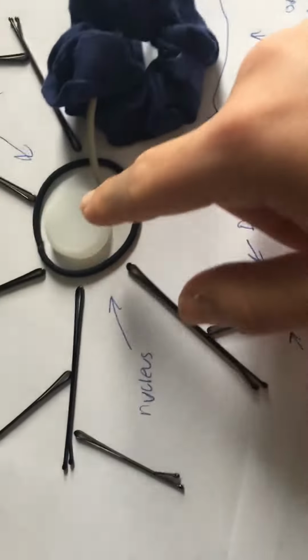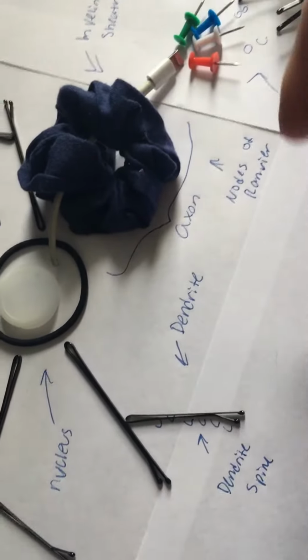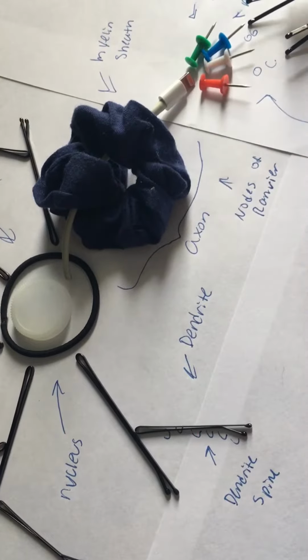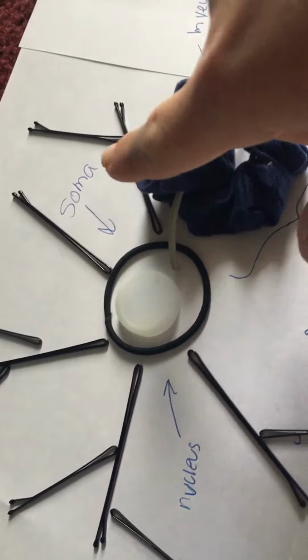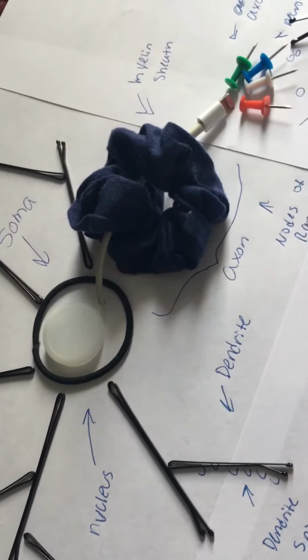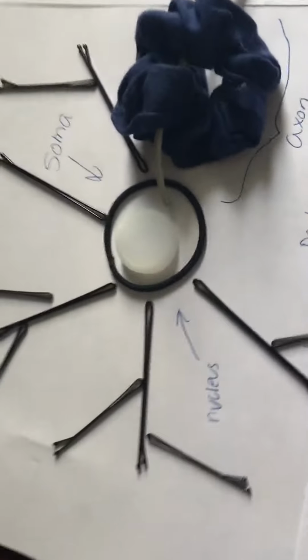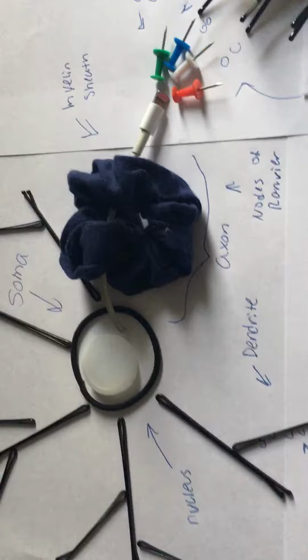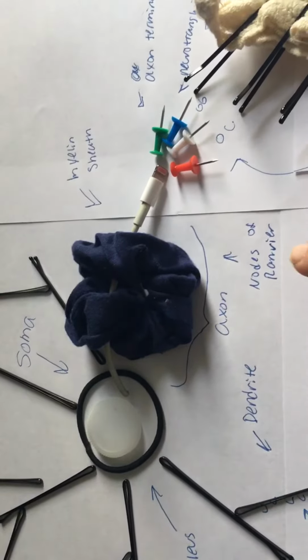And then we have the nucleus, and the nucleus contains the nucleolus and the chromosomes necessary for coded productions of proteins. Next we have the soma, which holds the nucleus, and that's the manufacture of substances the neuron needs for maintenance. And then over here we have the axon, we have the myelin sheath, and the nodes of Ranvier.